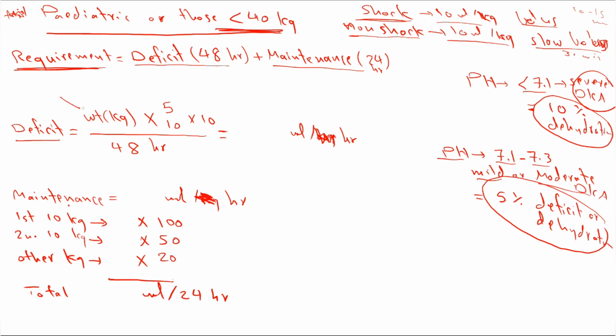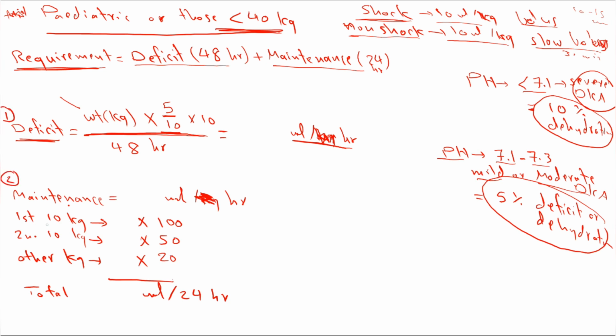The weight of the patient multiplied by 5 if mild to moderate, 10 if severe, then multiplied by 10 to calculate the percent. And this is divided by 48 hours because you have to replace the deficit over 48 hours in order to prevent brain edema, cerebral edema. So this will be in ml per hour. This is one. Then the maintenance.